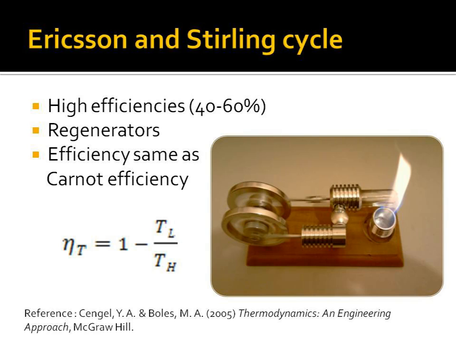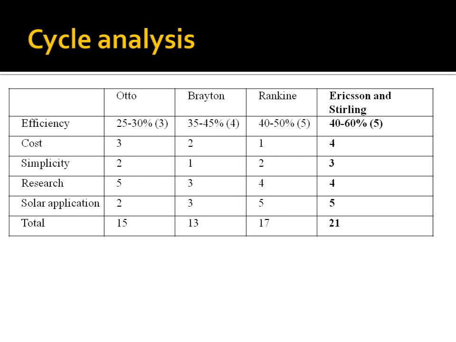The high efficiencies of 40 to 60% are because the efficiency of the Stirling and Ericsson cycle is based on the Carnot efficiency, as I said before, which is 1 minus the ratio of lower temperature source to higher temperature source. So looking at a cycle analysis and the engines the cycles produce, except the Carnot engine, because the Carnot engine cannot be achieved, looking at the Otto, the Brayton, the Rankine, the Ericsson and the Stirling cycle in terms of efficiency, cost, simplicity, research and solar applications, with 5 ranking the highest.